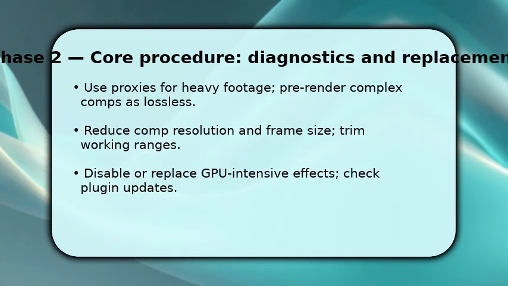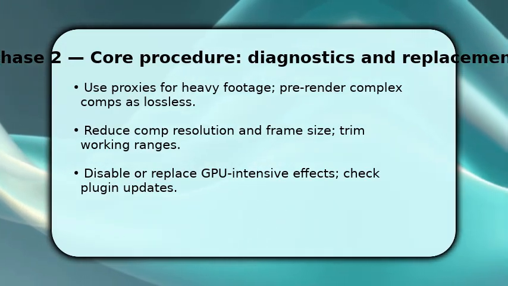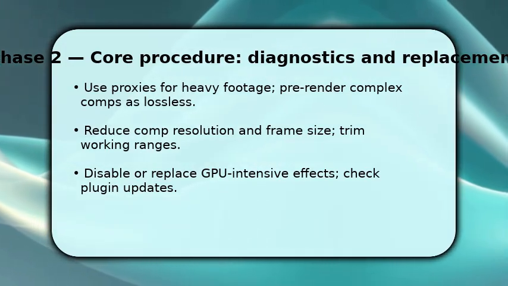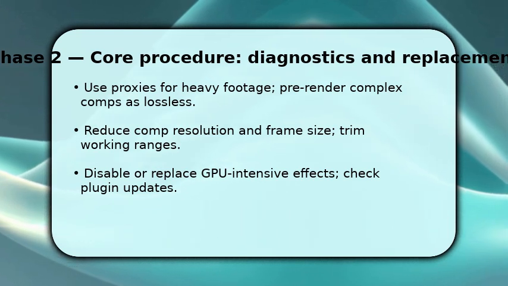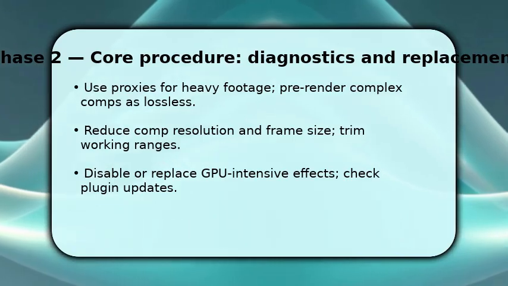Replace or disable GPU-heavy effects like certain blur or glow plugins, then update those plugins. Outdated builds often leak RAM. Once those steps are applied, the project should be considerably lighter and more stable during previews and renders.